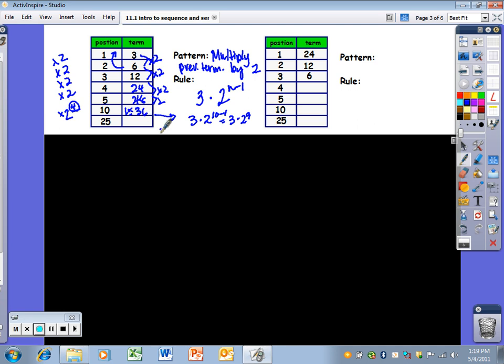And this one would be 3 times 2 to the 25th minus 1. So that's 3 times 2 to the 24th. 50 million, 331, 648.